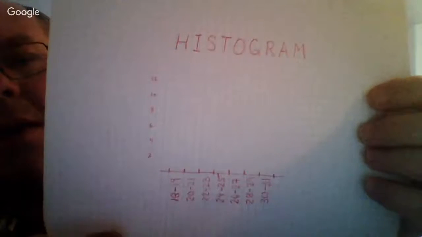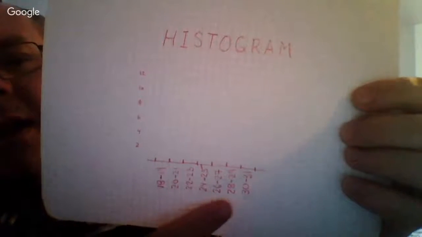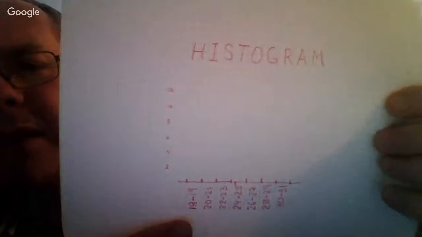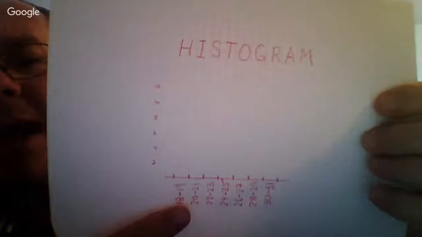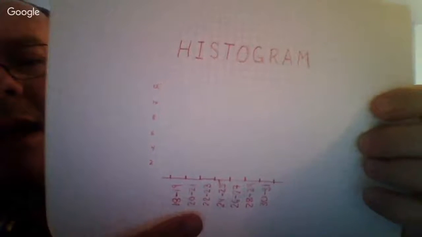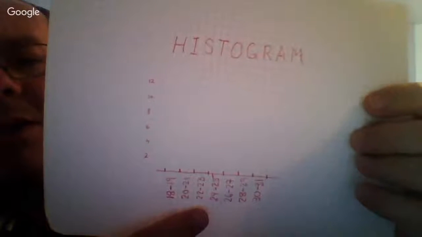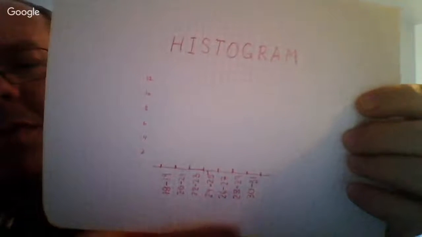Now I haven't started filling this out yet because it's kind of hard to add to it later on, but I want to show you what I've done here. Down on the bottom, I've defined spacing. Lots of times you'll hear people call these buckets or bins. So I have a bucket that has all the 18s and 19s in it, a bucket that has all the 20s and 21s in it, and a bucket that has all the 22s and 23s in it, and so forth as we go across there.